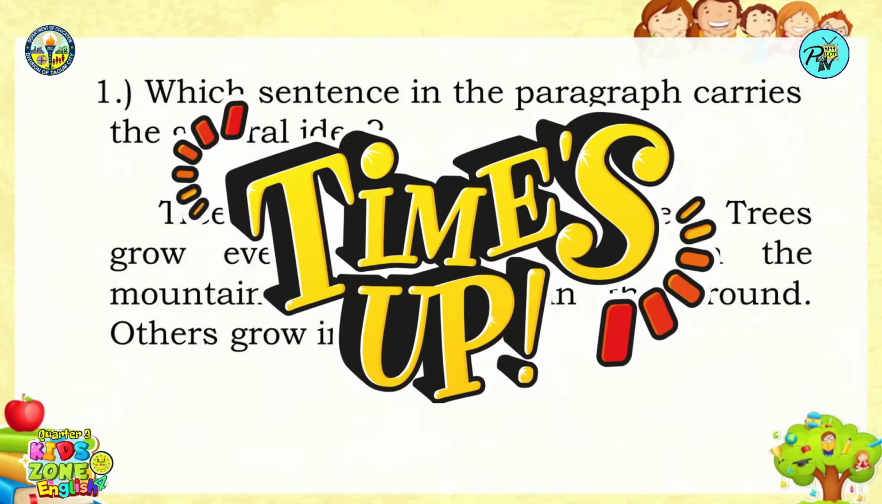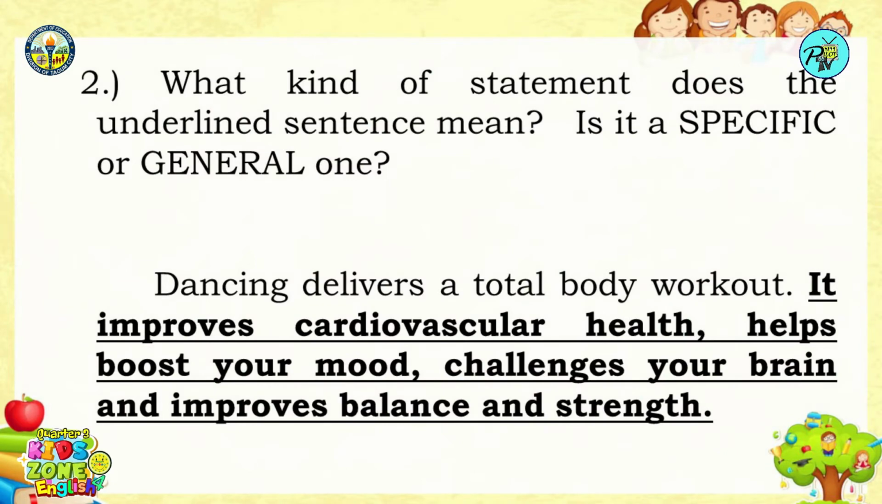Time is up. For number 2, what kind of statement does the underlined sentence mean? Is it a specific or general one? Dancing delivers a total body workout. It improves cardiovascular health, helps boost your mood, challenges your brain, and improves balance and strength.